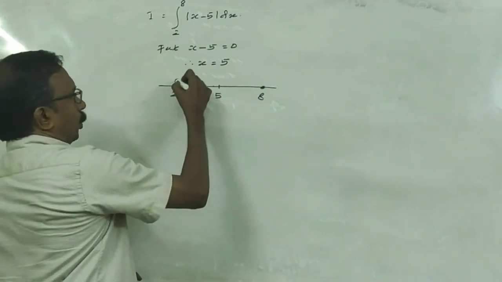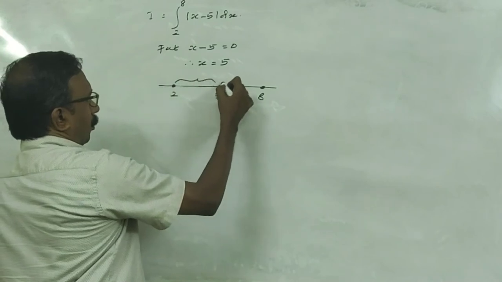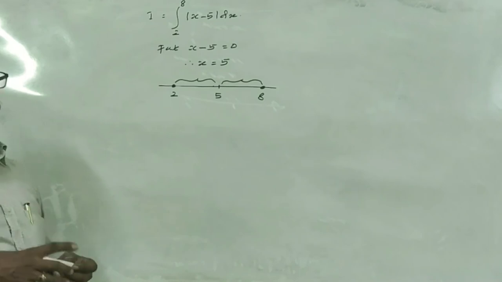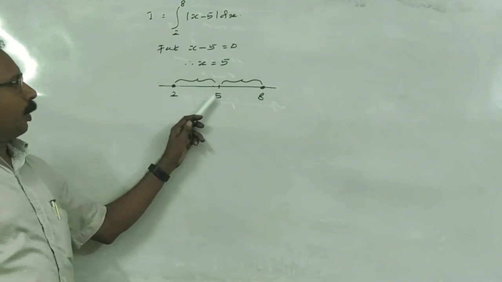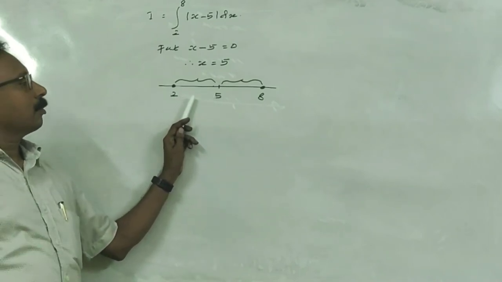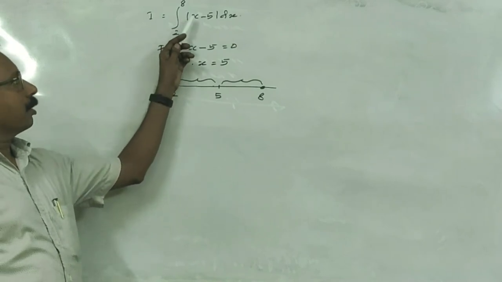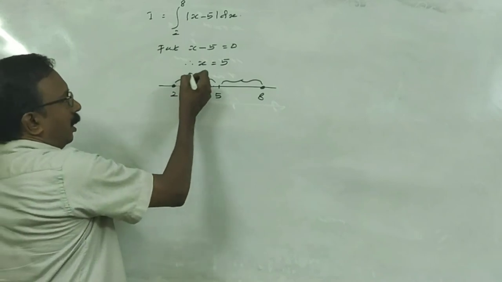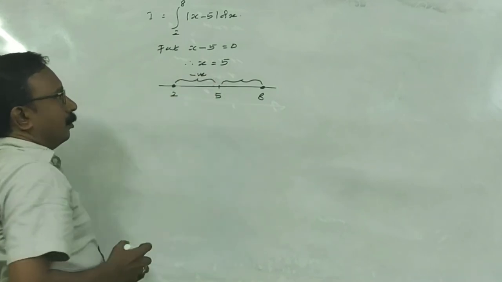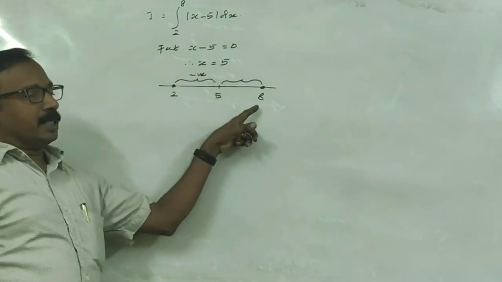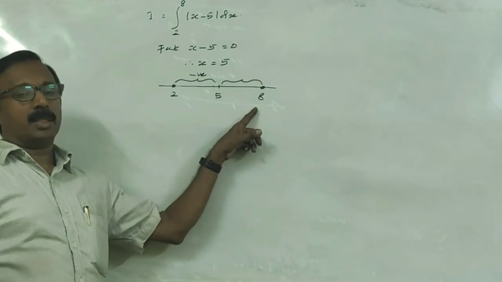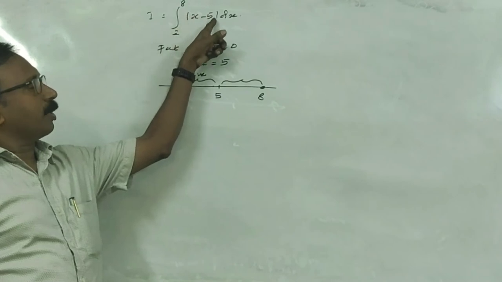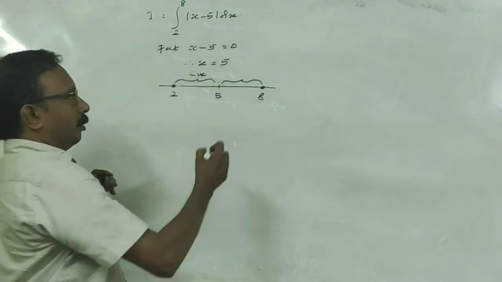In between 2 and 5, let us check whether the function is positive or negative. In between 2 and 5, we put x is equal to 3. 3 minus 5, that is minus 2. So it is negative. In between 5 and 8, let us take a constant 6 or 7. Let us take 6. 6 minus 5, that is 1, which is positive.